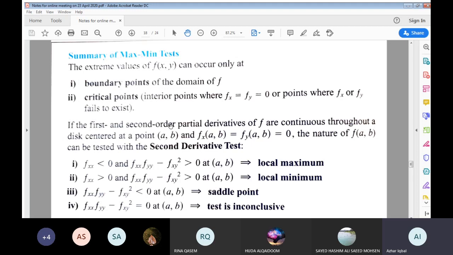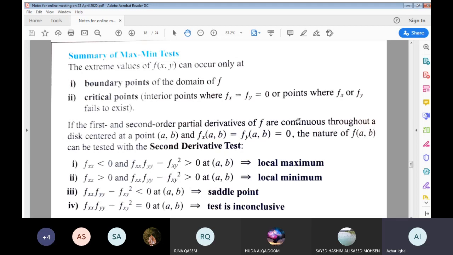If the first and the second order partial derivatives of f are continuous throughout a disk which is centered at the point (a, b), and the partial f with respect to x defined at (a, b) and partial f with respect to y defined at (a, b) are both vanishing, so both partial derivatives calculated at (a, b) are vanishing, the nature of f(a, b) can be tested with the second derivative test.